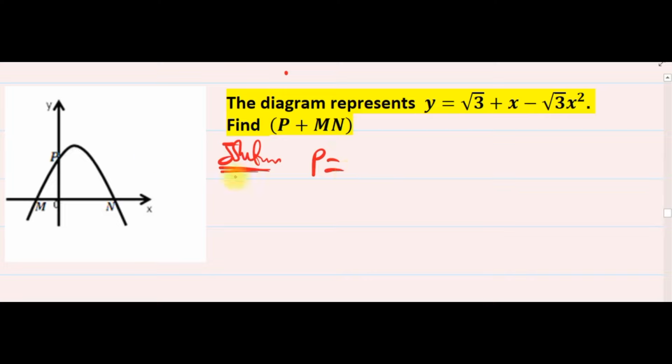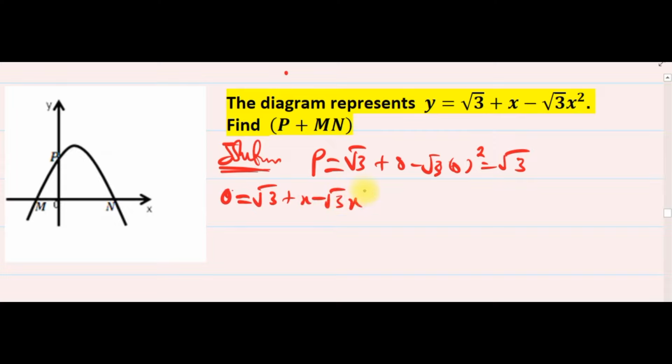So p is just the y-intercept, meaning x is 0. So root 3 plus 0 minus root 3 times 0 squared. So p is root 3 already. M and n are the x-intercepts, the roots. So I'm saying that 0 is equal to root 3 plus x minus root 3 x squared, and this is a quadratic equation where m and n are the roots.